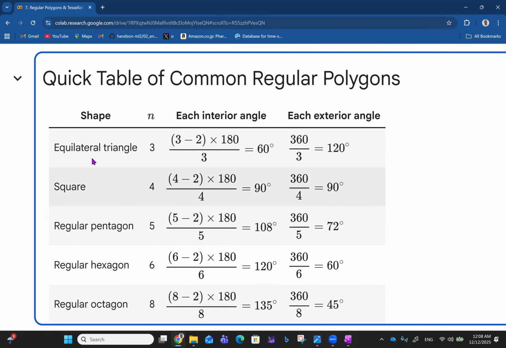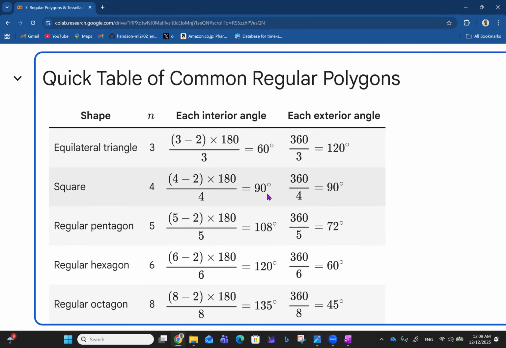For an equilateral triangle, which is a regular triangle, the number of sides is 3. Each interior angle is 3 minus 2 times 180 degrees over 3. That'll be 60 degrees, right? Each exterior angle is simply 360 over 3. That's 120 degrees. For a square, the number of sides is 4. 4 minus 2 times 180, that's 360 over 4. That's 90 degrees.